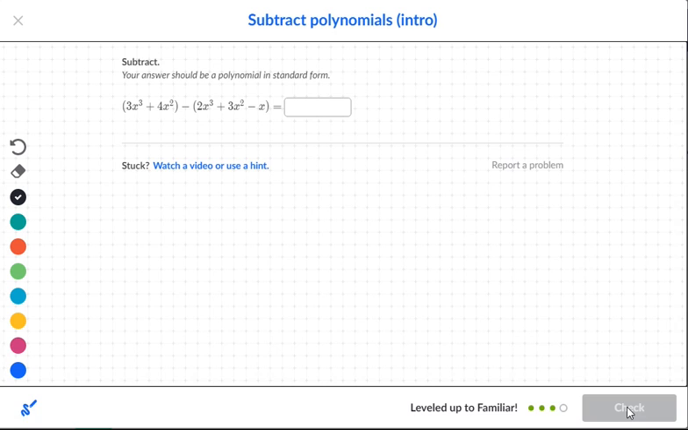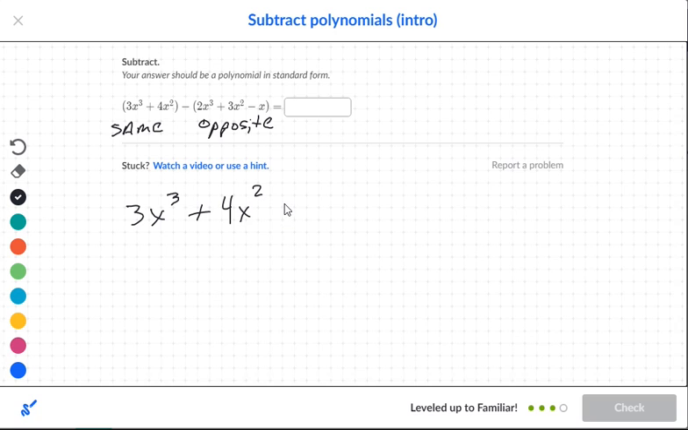Okay, again, I want to look at my parentheses. I'm looking for any negative signs in front. There is no negative sign here, so all my terms will be the same. There is a negative sign here, so everything here becomes opposite. So when I come down here, what I'm going to write is copy down exactly what I see. So I see 3x to the third plus 4x to the second.